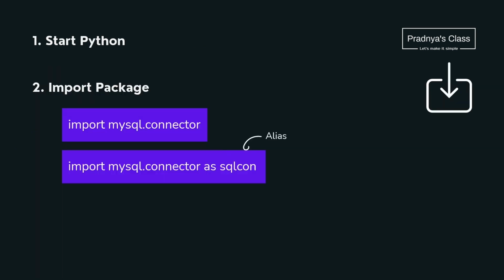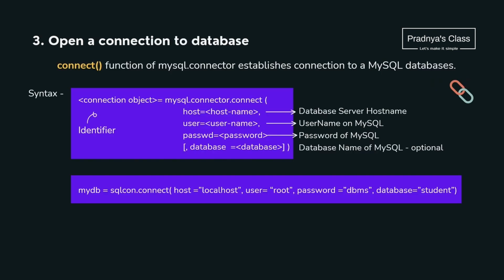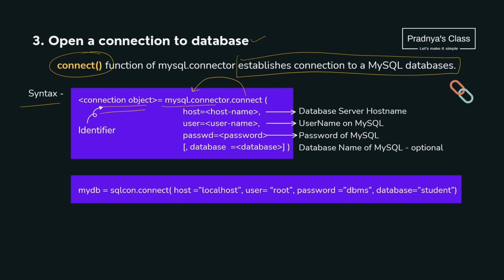All the functions related to connectivity are in the mysql.connector module that we need to import using the import command. Look at the name, it's a little lengthy. To make it simple and small, we can give an alias to it. Here is the important step in which we are establishing a connection to MySQL through Python. For that we will use the connect function. Look at the syntax. With this we will be creating one connection object. The connect function is from the mysql.connector module, so we need to mention that.